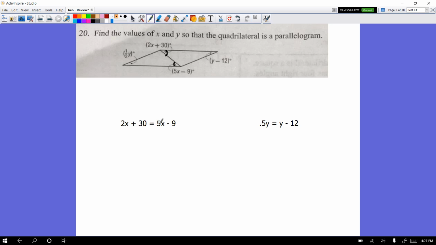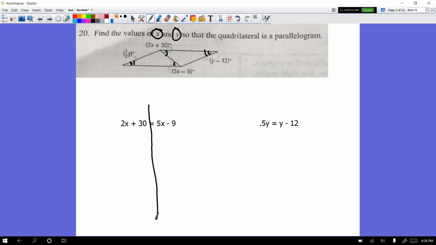This is just asking you to set up some algebraic stuff based on the properties of parallelograms. I also know that this angle and this angle are congruent. That's why I set this up over here. So it asks you to find the value of x and find the value of y. No problem. So I'm going to go ahead and set this problem up. This is a multi-step equation.